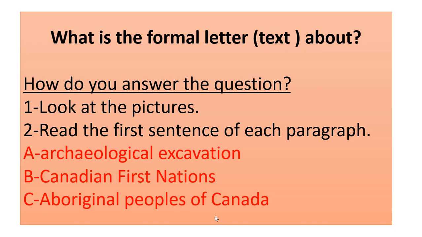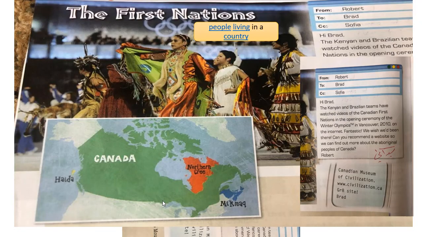Now, if we go to the first question, what is the letter about? What is the text about? From the pictures or the title, you can tell me it's about an archaeological excavation, about Canadian First Nations, or Aboriginal peoples of Canada. How do we get these answers? If we look at the title, First Nations, First People who live in Canada.